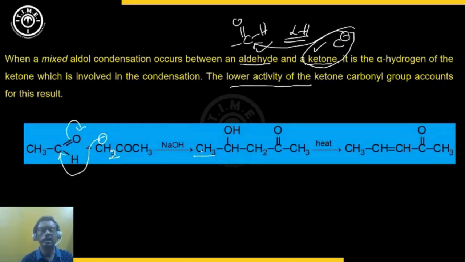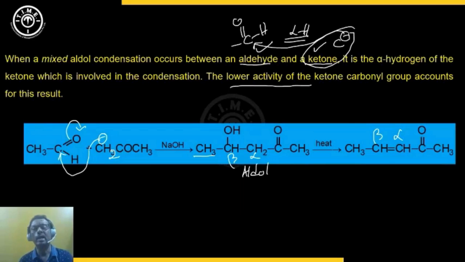So we have got a CH3. This has become CHOH. And this is the alpha carbon, so this is the beta carbon. So this is the aldol. Upon heating or upon treatment with H plus, we get an alpha beta unsaturated ketone in this case. I hope this is clear.